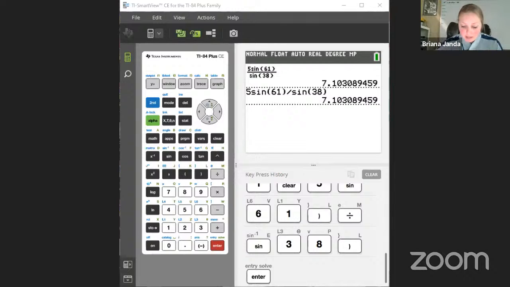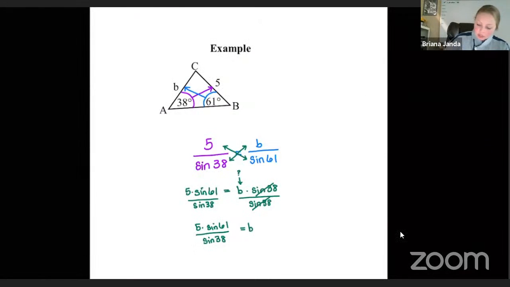I'm going to flip back to my iPad here. Okay, so we just got then that B, our side length of B, equals 7.1. That was our missing side. Now, we're going to talk about some triangle basics here that I want to just remind you of as we are heading through this section, that can help you with just making sure that you are getting appropriate answers.